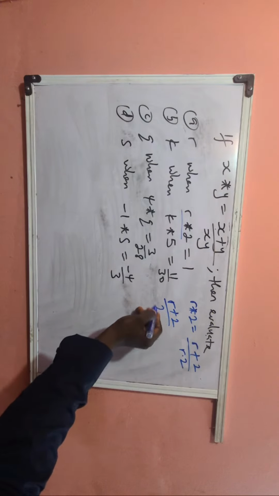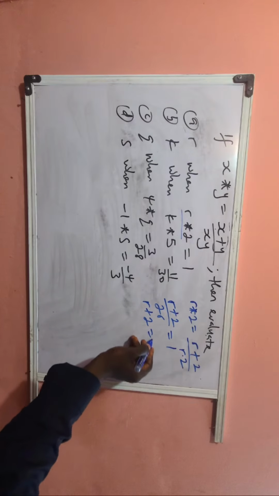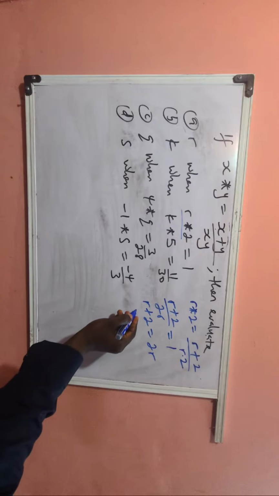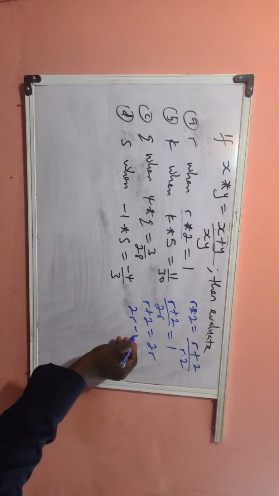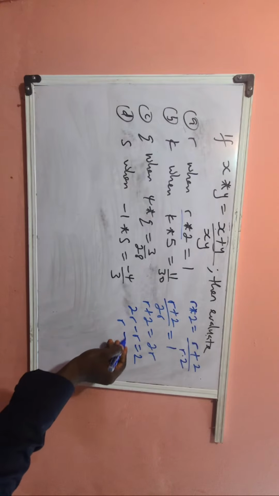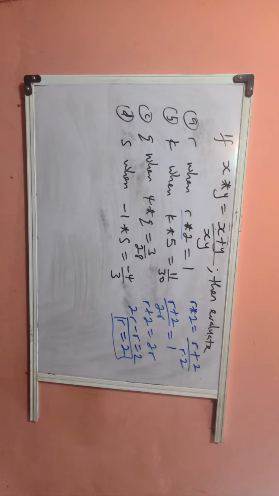R plus 2 over 2R equals 1. So R plus 2 equals 2R, cross multiplying obviously. Then 2R minus R equals 2. Then R equals 2. That's how you are solving that.